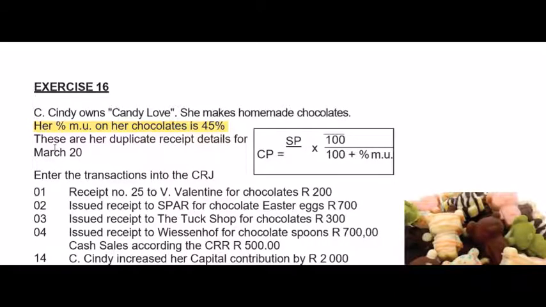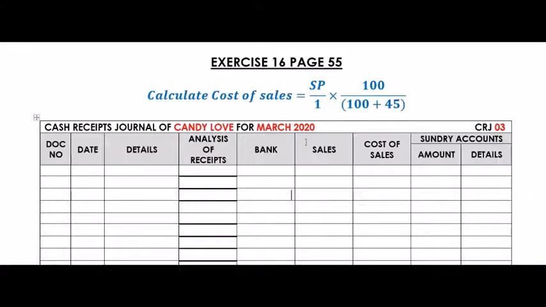Then it says that these are her duplicate receipt details for March 2000 and it doesn't really specify which year, so I just made it March 2020. Now the first thing that you always need to do is give your cash receipts journal a heading. It's the CRJ of Candy Love for March 2020, and because March is the third month of the year, it's CRJ number 3.